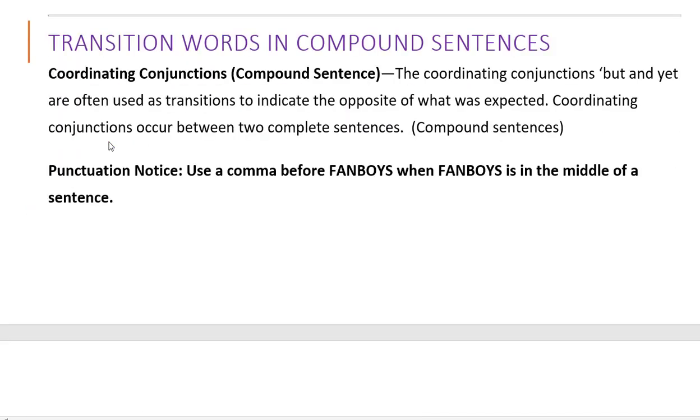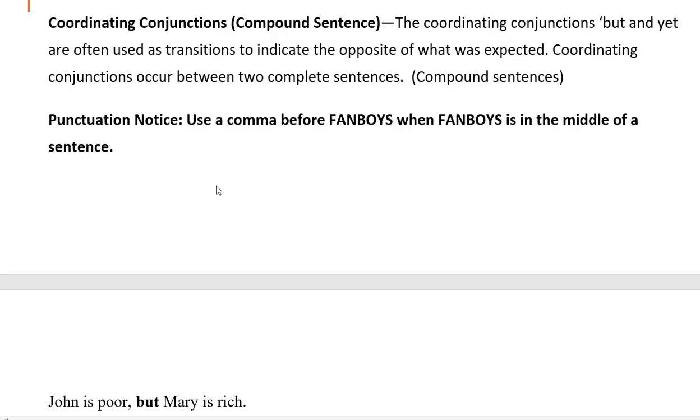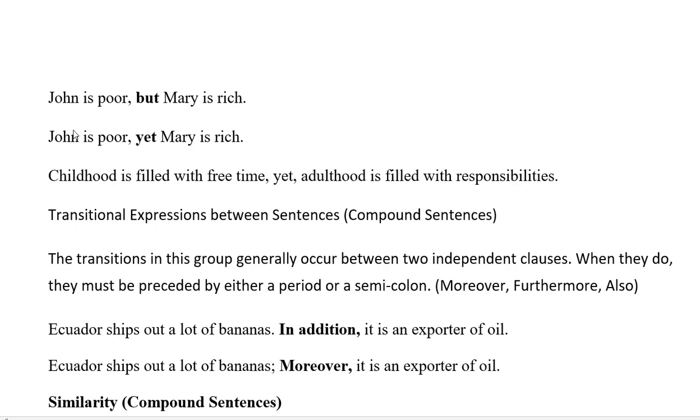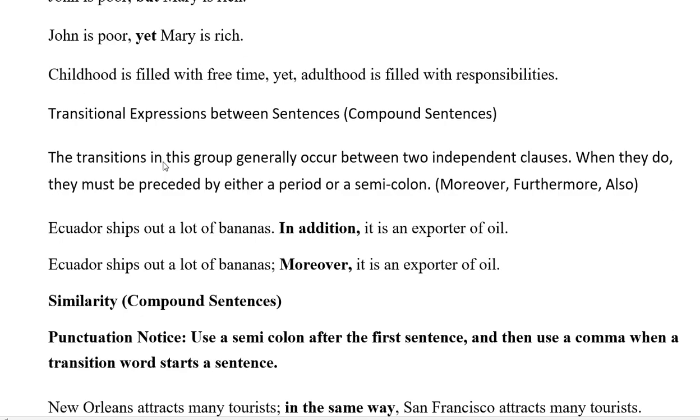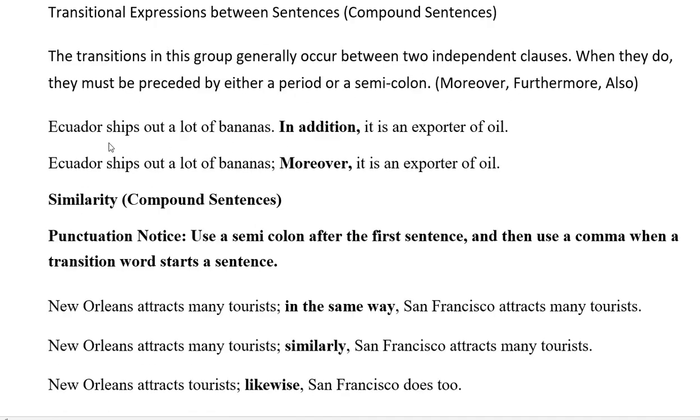Here you can have transition words in compound sentences. So a compound sentence is when you have two sentences joined by and. And by the way, use a comma before fanboys. So here you have John is poor, but Mary is rich. John is poor, yet Mary is rich. And then here you have transition words.